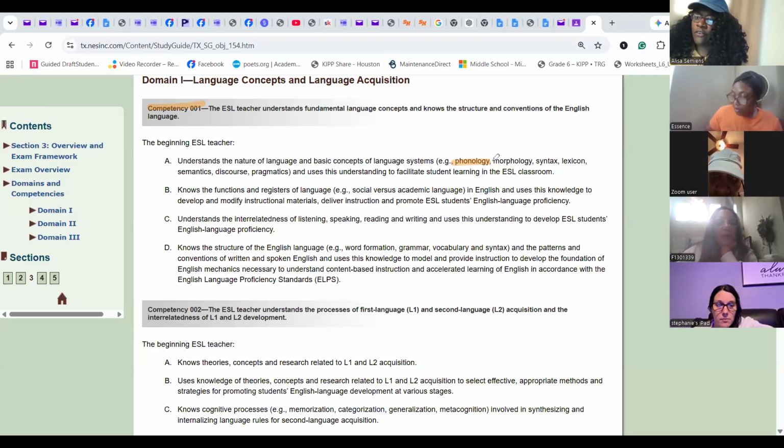You also want to know morphology. Morphology is looking at words that have prefixes and suffixes, like unbelievable, mistakable. Those are the type of words that you think about with morphology.